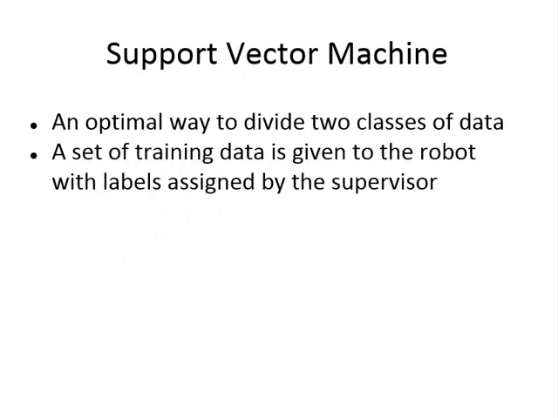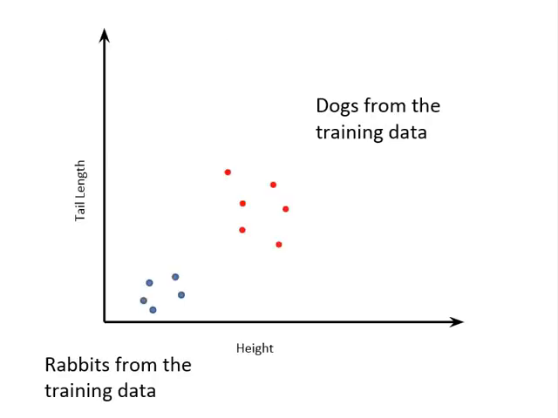We'll start out by looking at the supervised learning methods. The first supervised learning method we'll look at is called support vector machine. This approach is an optimal way to divide two classes of data. So, for example, if we're just trying to tell the difference between dogs and horses, or between rabbits and dogs, then this might be a good method to use. Now, support vector machine is a type of supervised learning. So in this approach, our robot is given a set of training data already with labels attached to each picture, which were assigned by the supervisor.